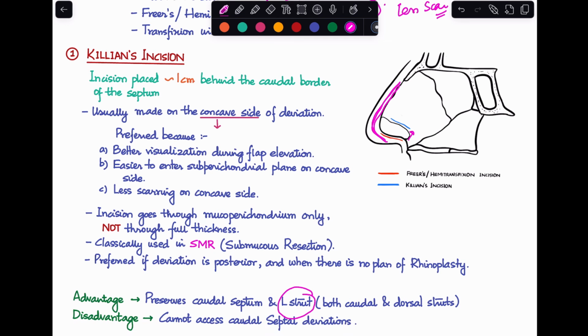The disadvantage of Killian's incision is that if you have any caudal septal deviation, you cannot access it with the help of this incision. And also you cannot combine it with rhinoplasty. So that's about Killian's incision. This is an incision that we place 1 centimeter behind. Remember this number. In a lot of books, you'll see even 5 millimeter also written.